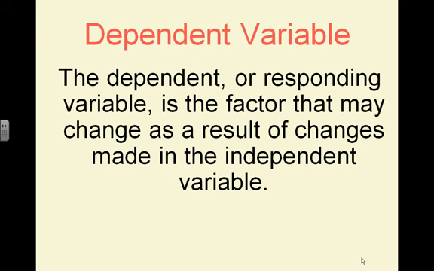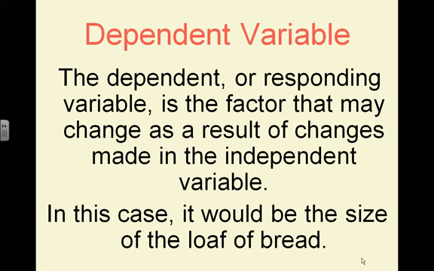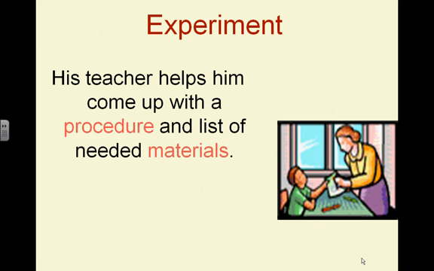The dependent variable, on the other hand, is the factor that may change as a result of changes to the independent variable. Really, it's your outcome. So John is thinking, if I use more sugar, what is the outcome? That I'll get a larger loaf of bread. So the dependent variable is always what is the outcome you're expecting. So in this case, it would be the size of the loaf of bread. His independent variable is if I change the amount of sugar, I should get a larger loaf of bread. And so his dependent variable is what is his outcome, or what is his expected outcome? That he has a larger size loaf of bread.